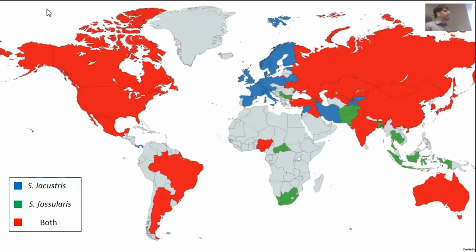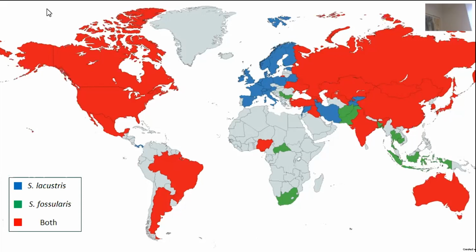So here's a nice global distribution map using GBIF data of where Stylaria lacustris is, where Stylaria fossularis is, and where both are. As you can see, both take over pretty much a vast majority, except for Europe. Europe is dominated by S. lacustris. There was a belief that there's some boundary line, probably somewhere over here, where Stylaria fossularis just won't go, but Stylaria lacustris will. And it's the same thing for Asia.